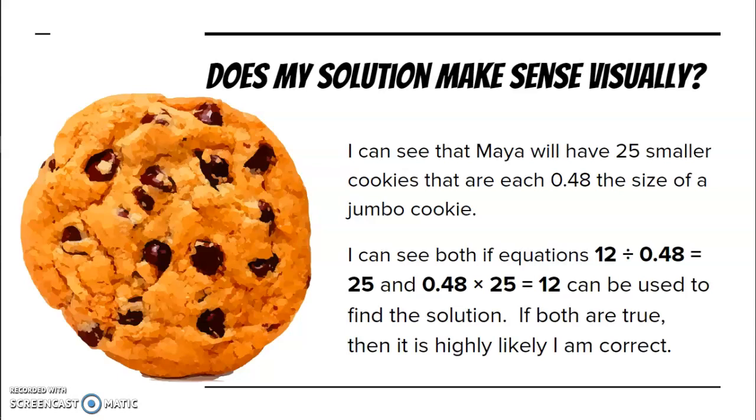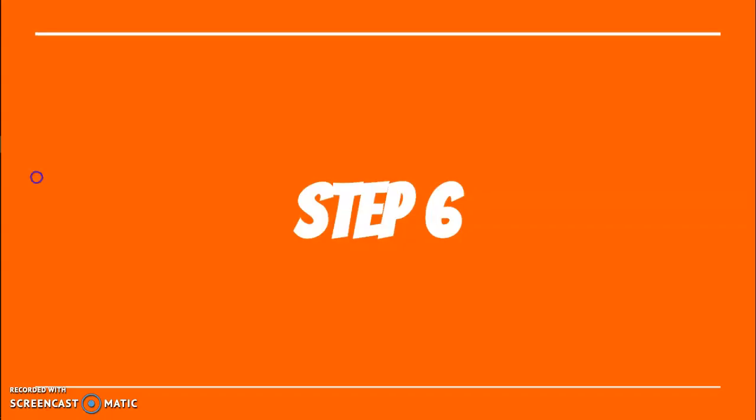I can see both equations: 12 divided by 48 hundredths equals 25, and 0 and 48 hundredths times 25 equaling 12. I can see that both of those equations can be used. If both can be, and both are true, then it's highly likely that I am correct.